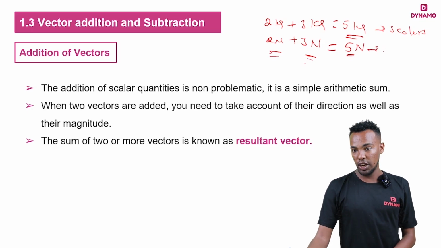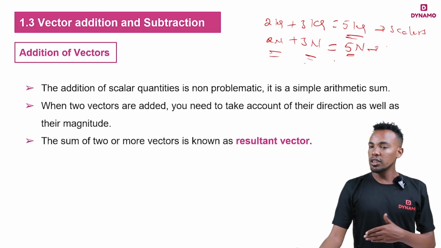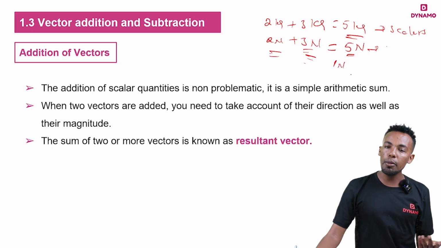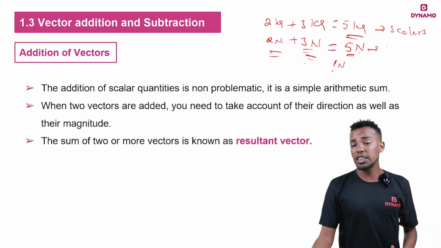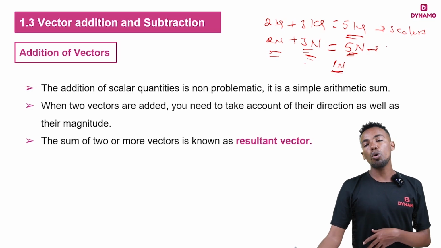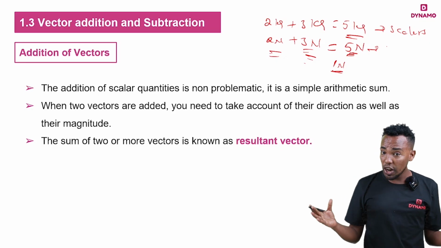If they are parallel, in the same direction, it is 5. Otherwise, it may be 1 Newton if they have opposite direction. Or it may be another value. So the maximum is 5 and the minimum is 1 Newton. The resultant, or sum, of them can be any number between 1 and 5.